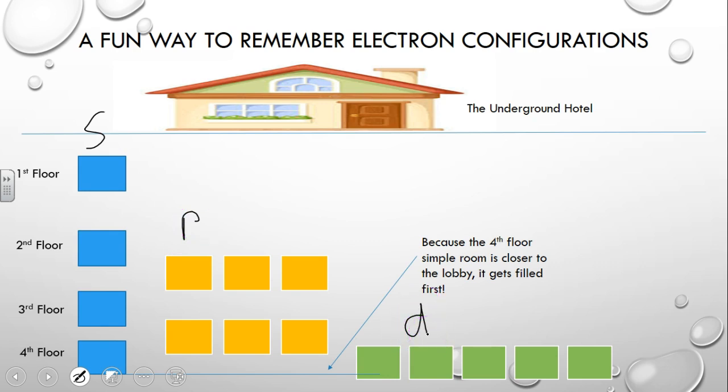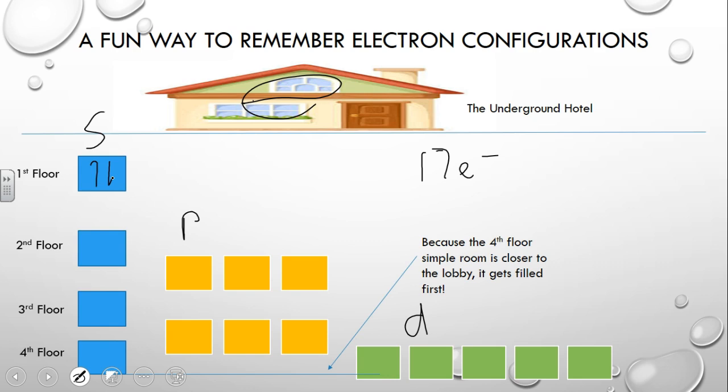So let's say we have an atom that has 17 electrons. Well, again, the rules of the hotel, the rules of filling, say you want to stay as close to the lobby as possible. So we're going to do 1, 2, and this is where those special filling rules come in. If electrons are in the same room together, they don't want to spin in the same direction.